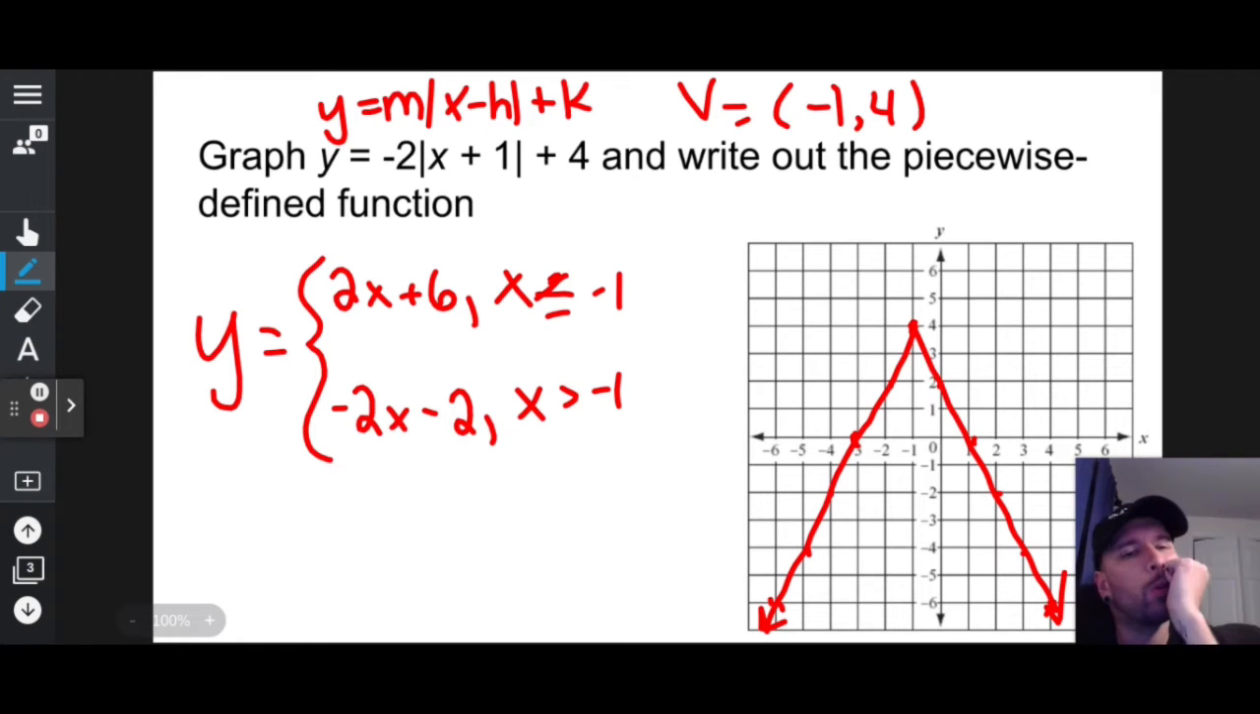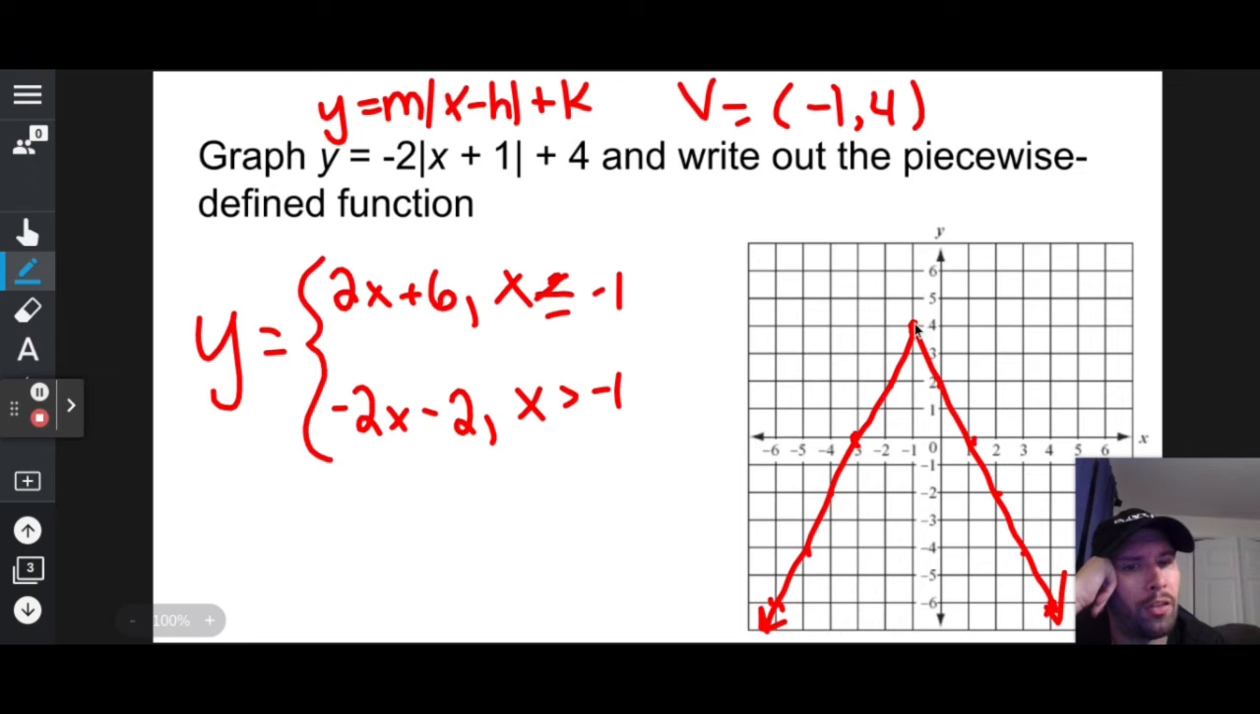So again, what I'm doing is I have two lines glued together, and they are glued together at negative 1. Stuff is happening to the left of negative 1, and stuff is happening to the right of negative 1. The stuff that's happening to the left of negative 1 is a line defined by a slope of 2 and eventually has a y-intercept of 6. And so that line would be 2x plus 6. And that's happening to the left of negative 1. And I decided in this case to include negative 1.